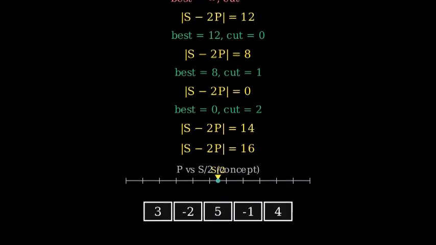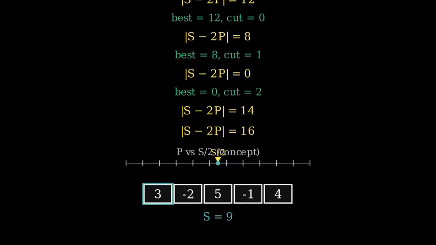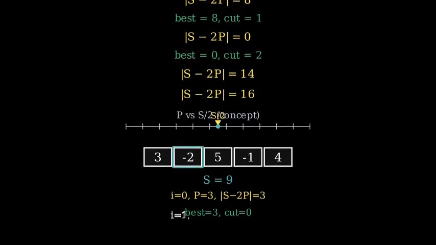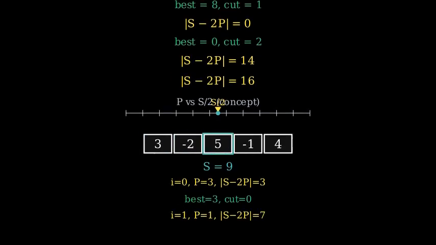A second example, including negative values. We still evaluate each cut with the absolute value of S minus 2P, so the procedure is unchanged.